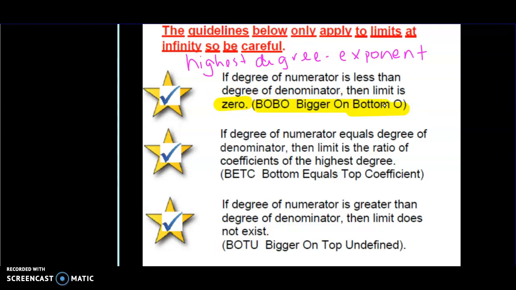Again, if that degree is bigger on the bottom, my limit is going to be 0. If the degree equals, so in this case, if they're equal, you're just going to take the ratio of the coefficients, okay? And I'll show you an example of each one of these. And then the third case we have is if the degree is bigger on top, then your limit is undefined. It does not exist. The limit does not exist. It is undefined. Okay?